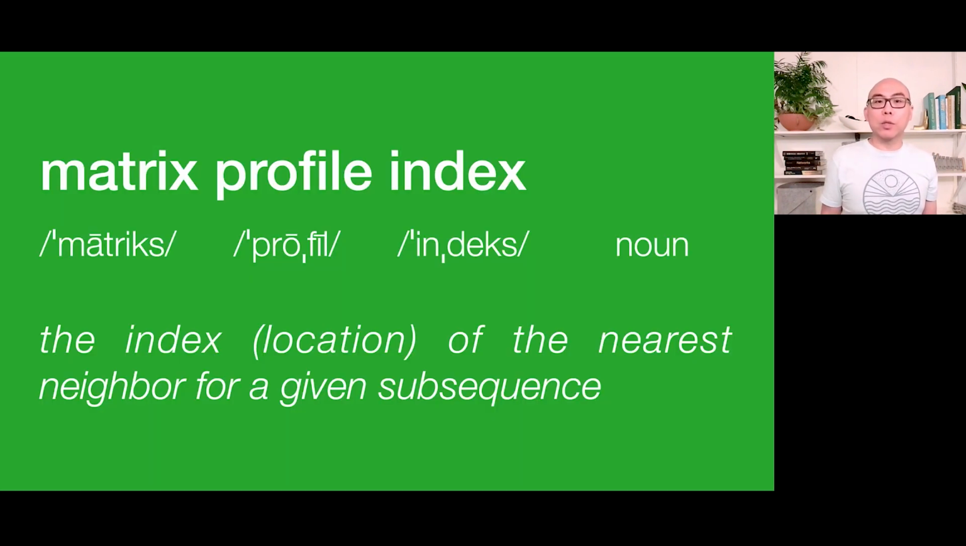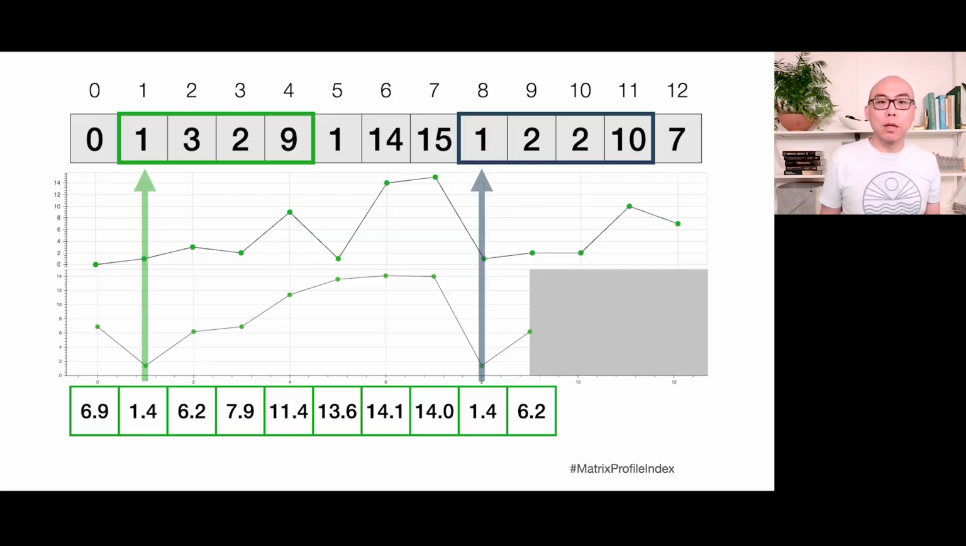Now, there's another definition, which is the matrix profile index. And that's the index location of the nearest neighbor for a given subsequence. So for the subsequence shown in green, its nearest neighbor is actually shown on the right. But one thing I want to point out is this index up at the very top is a zero-based index, just for reference. So the subsequence on the left, its nearest neighbor is located at index 8. The subsequence on the right, its nearest neighbor is located at index 1.